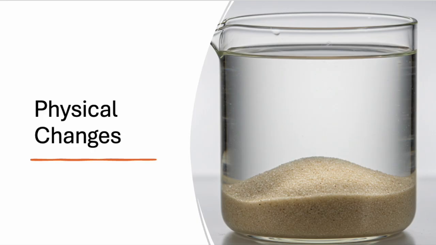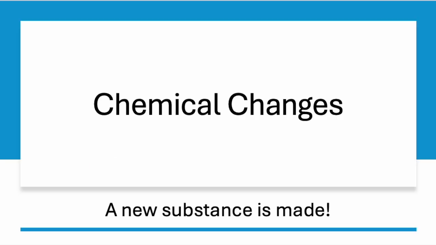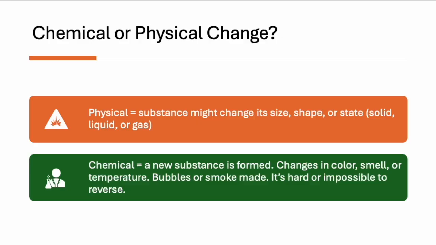Now, imagine you're baking a cake. You mix flour, eggs, and sugar, and then you bake it. What comes out of the oven? A cake. You cannot turn the cake back into flour and eggs, can you? That's a chemical change. In a chemical change, something new is created. The ingredients change into something completely different.